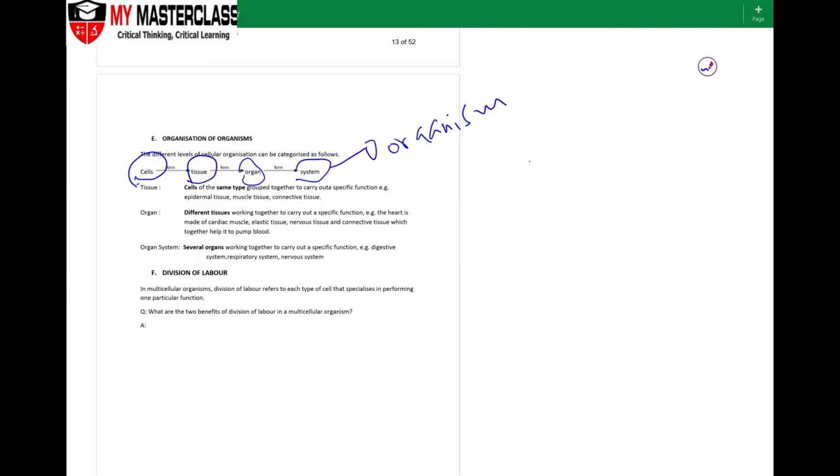Okay, so this allows what we call the division of labor. Labor itself is divided into multiple different systems so that the cell can actually reduce the amount of workload that it has, and at the same time increase efficiency.